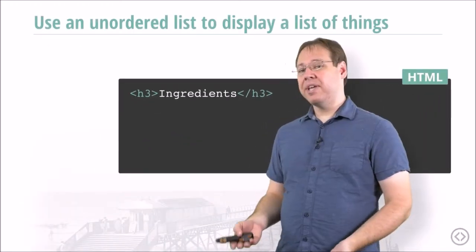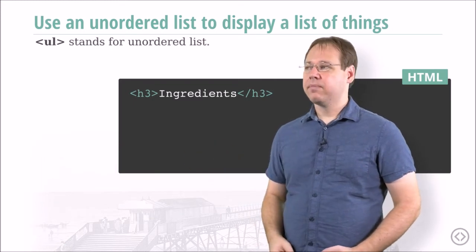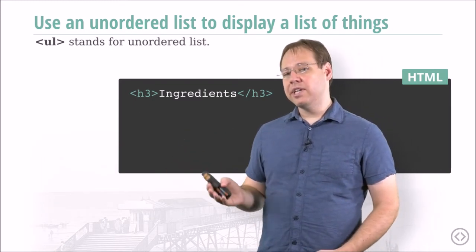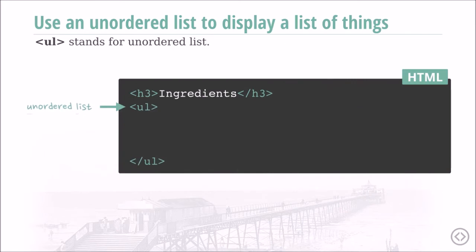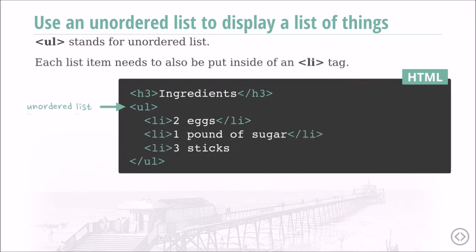If you need to display a list of things, you can use an unordered list tag. Now, with an unordered list, each item in the list also has to be inside of an LI tag, or list item tag.